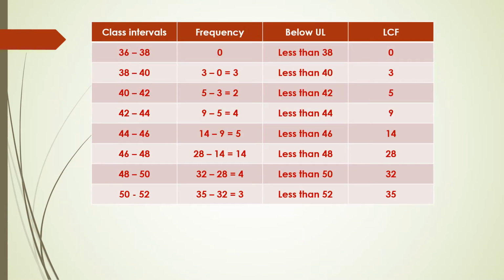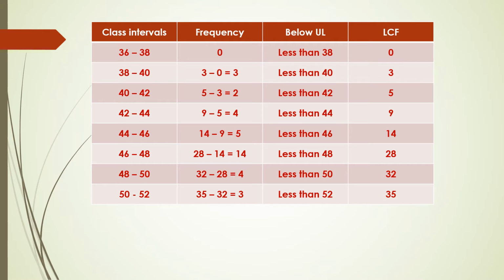Now this is the complete less than type cumulative frequency distribution table, which contains four columns: class intervals, frequency, below upper limit, and less than cumulative frequency. In this problem, these two columns were given, that is below upper limit and less than cumulative frequency, by using which we have to find class intervals as well as respective frequencies.